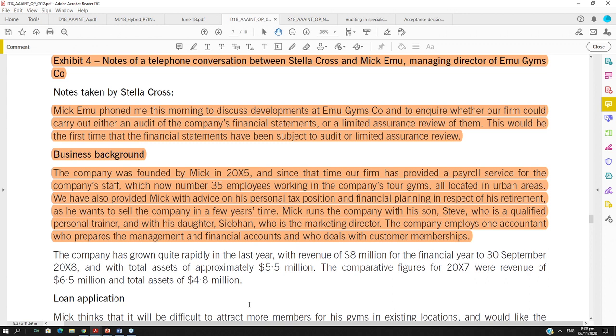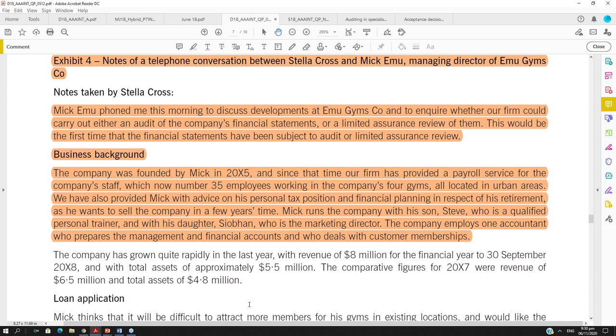You have no problems providing personal tax positions or financial planning to the owner, because this is a service you are providing to an individual, right? This is not a service you are providing to the Emu Gyms company. So there is no problem, right, with providing advice on the personal tax position. The only problem was the payroll service, right?